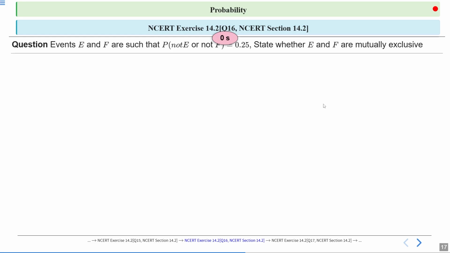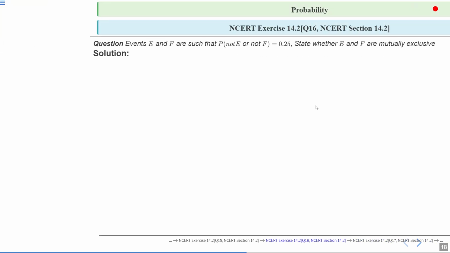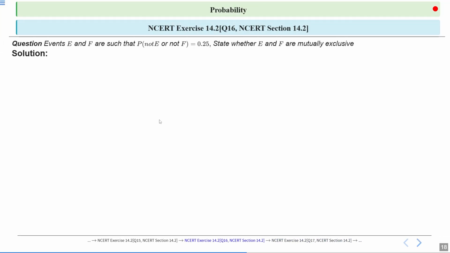Okay students, now we will solve this question. We have to check whether E and F are mutually exclusive. It is given that the probability of not E or not F is 0.25. Okay, so note this point. That is, the probability of E complement union F complement is 0.25.